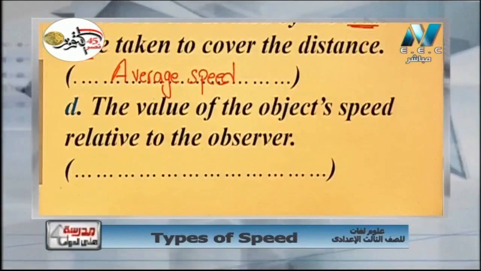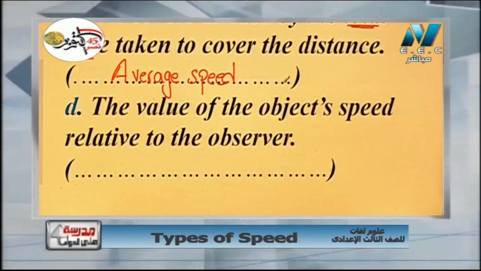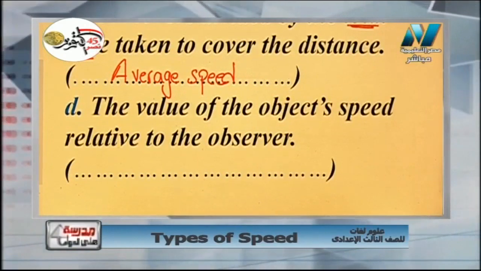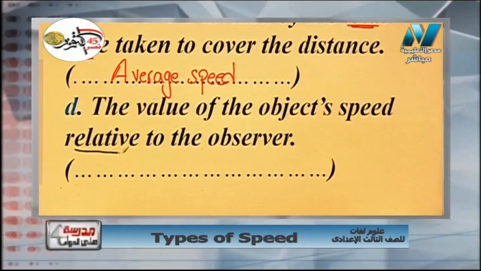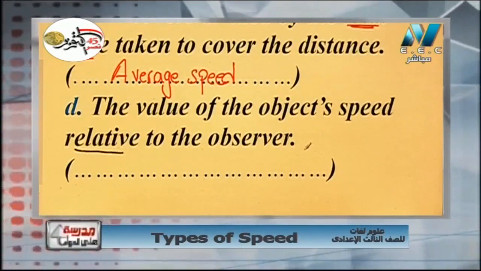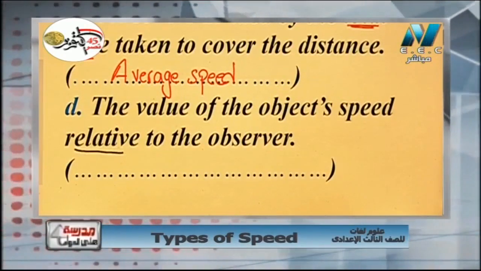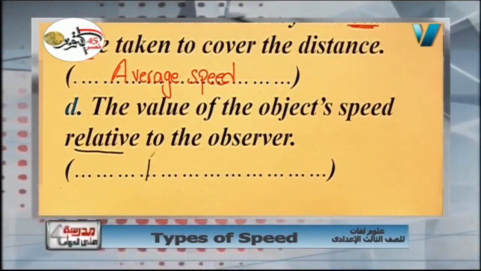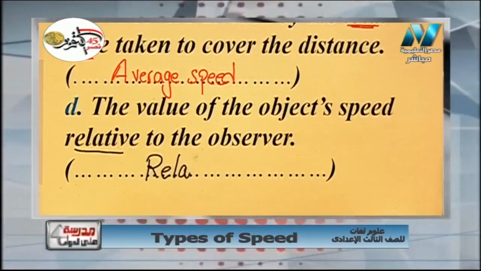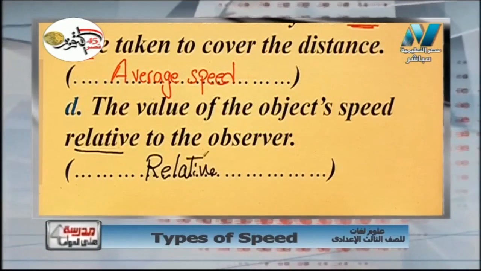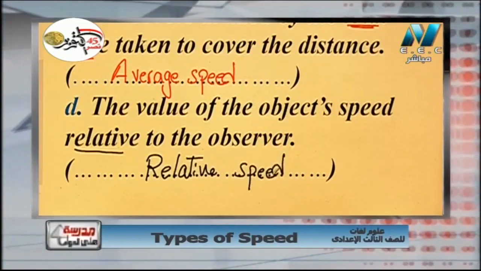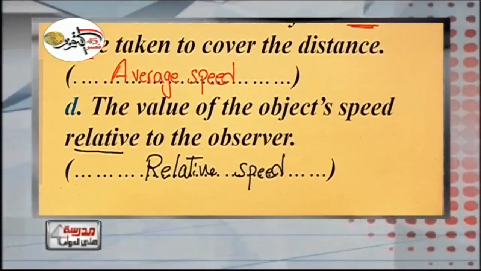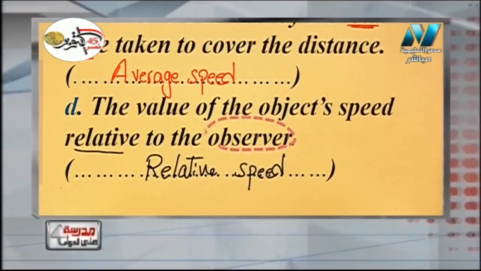Next question: the value of the object's speed relative to the observer. So we have to say here relative speed, because the relative speed is the speed of an object relative to another object or relative to the observer. Okay?